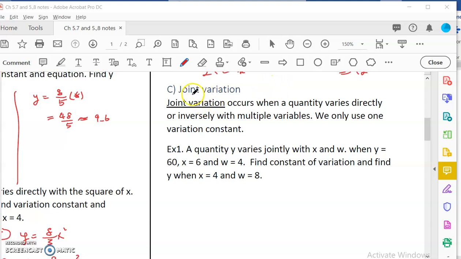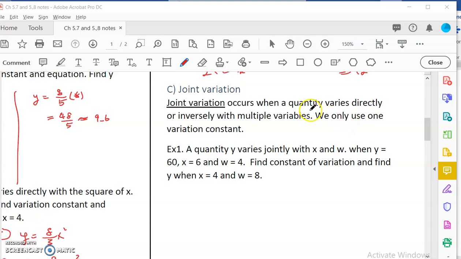We're moving on to something called joint variation, where the variation occurs when a quantity varies directly or inversely with multiple variables. So we are no longer limiting ourselves to x and y only, but they will be varying with multiple quantities. An example would be if you find the volume of a cylinder, it changes when the radius changes and also the height changes, right? So this is the same idea.